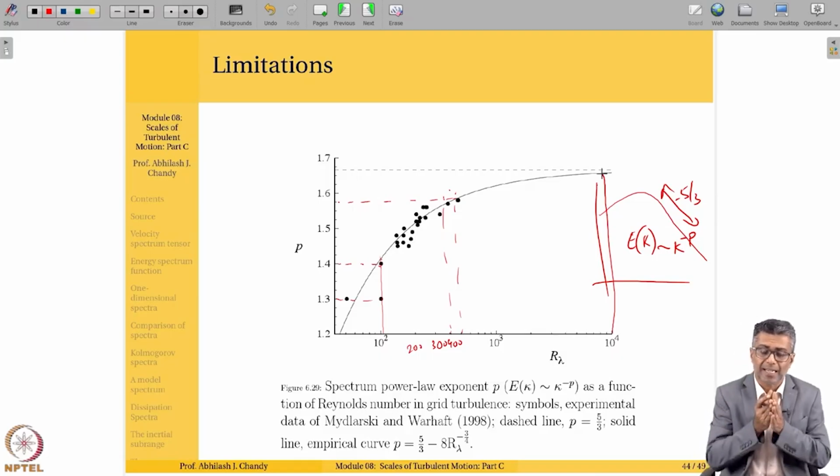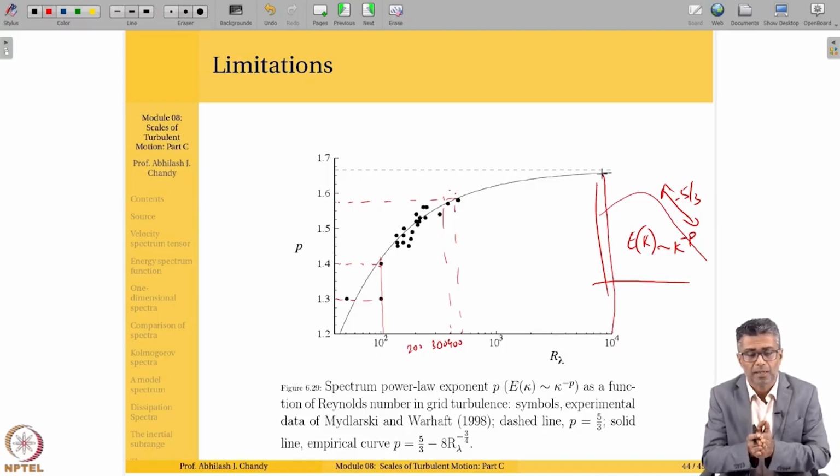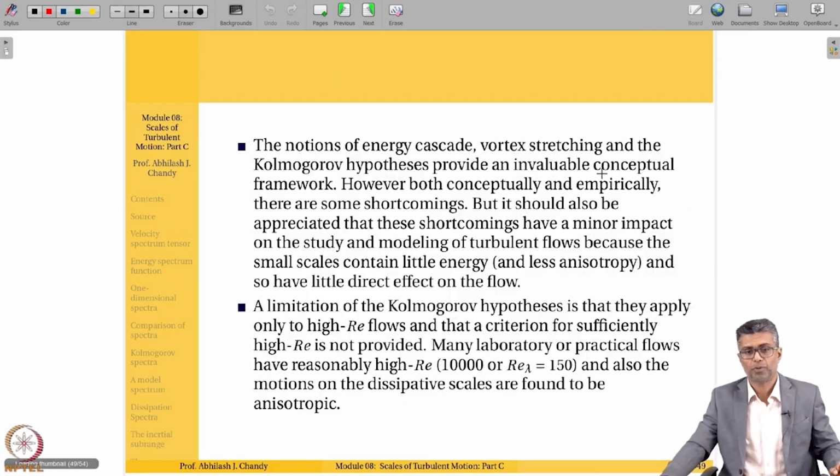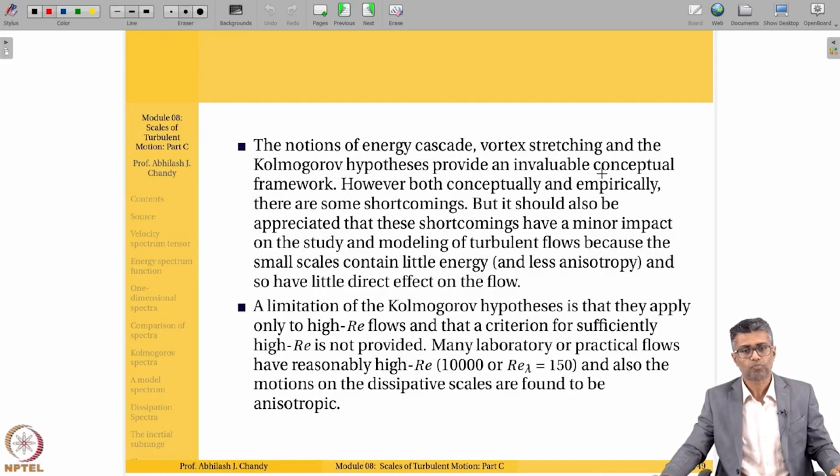And that makes sense. That's the reason why, even when stating the Kolmogorov hypothesis, we always made it a point to say that it holds at a high enough Reynolds number, if the Reynolds number is high enough. So that's the point we are trying to make through this figure.